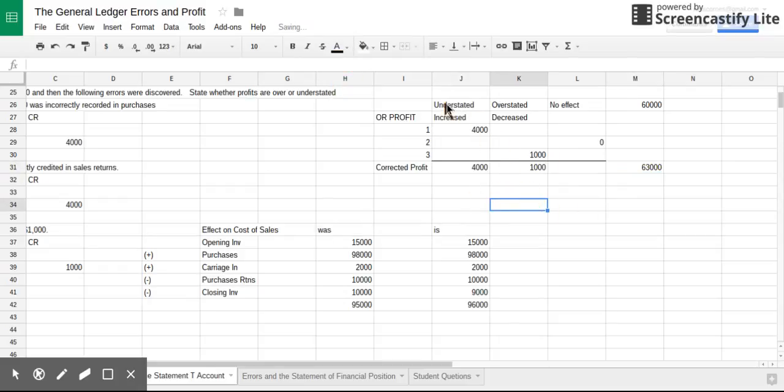With these questions, be really careful and make sure you understand the terminology used at the top of the question. Is it to do with understated profits, overstated profits, or does it say that the error would either increase or decrease the profits and by how much?